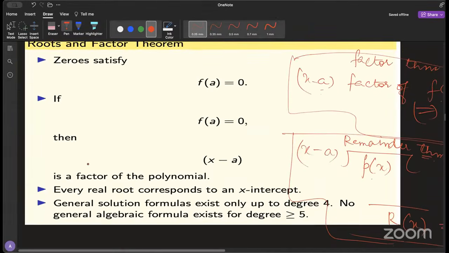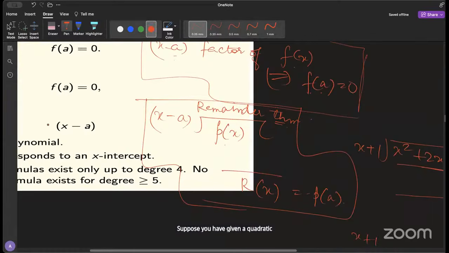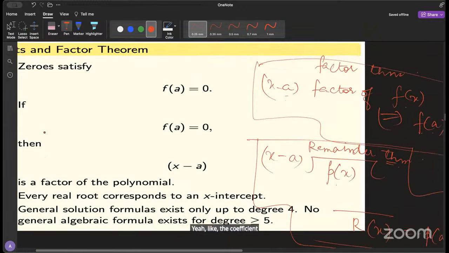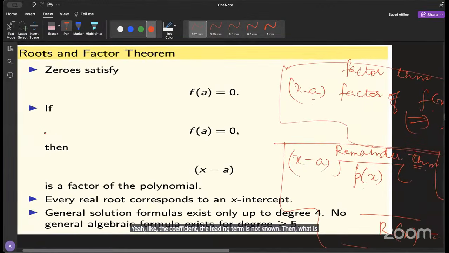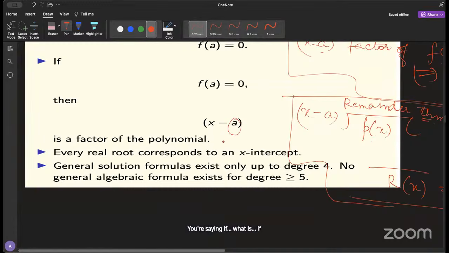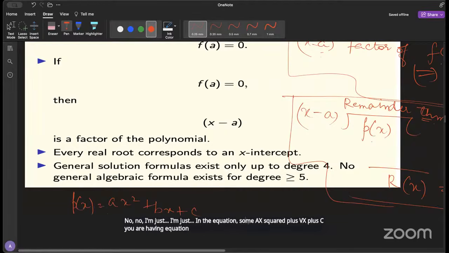Suppose you are given a quadratic where the value of a, the coefficient of the leading term, is not known. Then what is the way to find out the a coefficient? You're saying if this a is not given, in the equation ax square plus bx plus c? Okay. You want to find out a, the leading term.